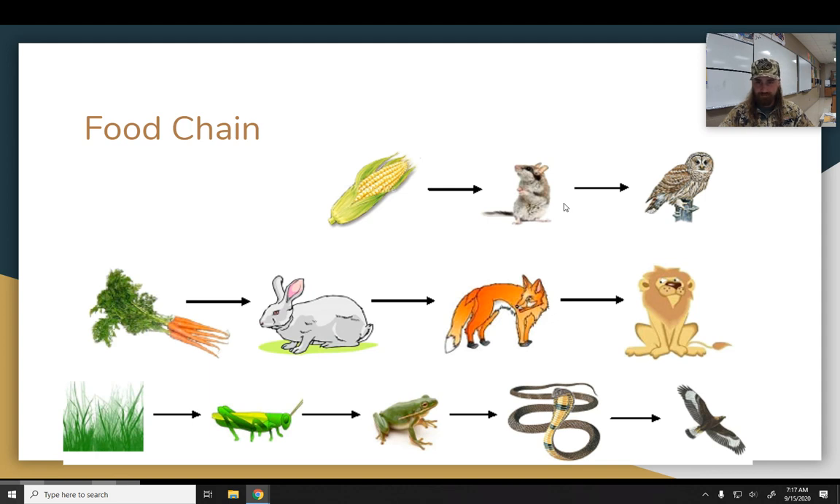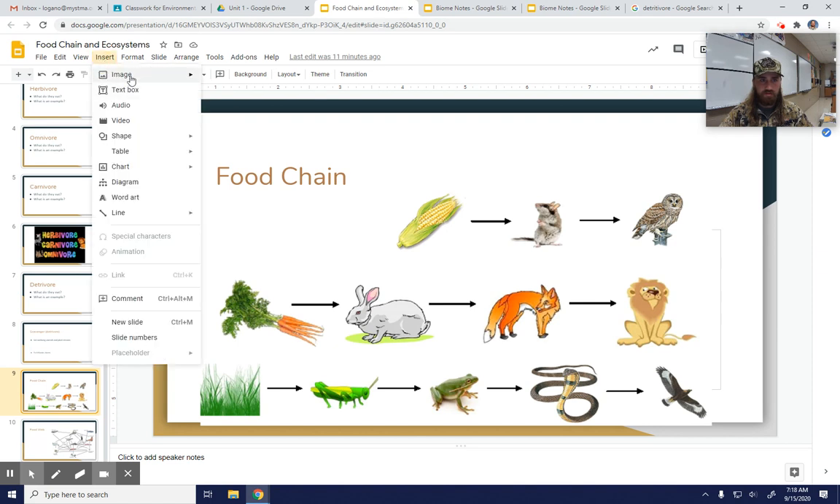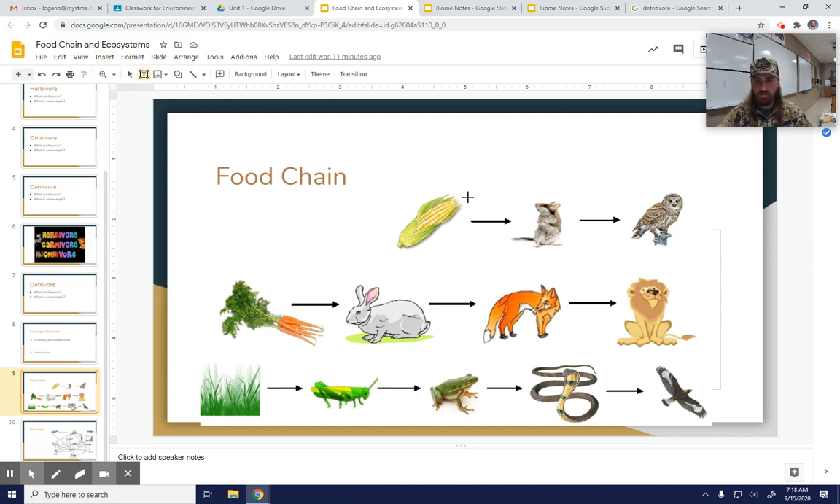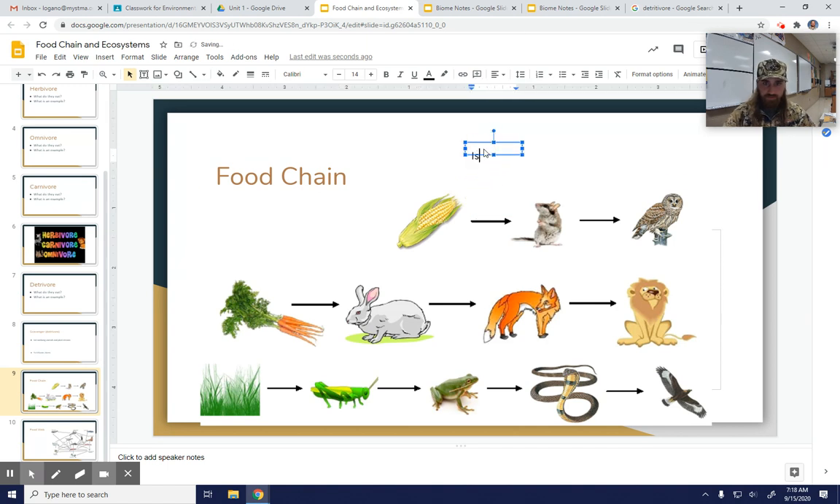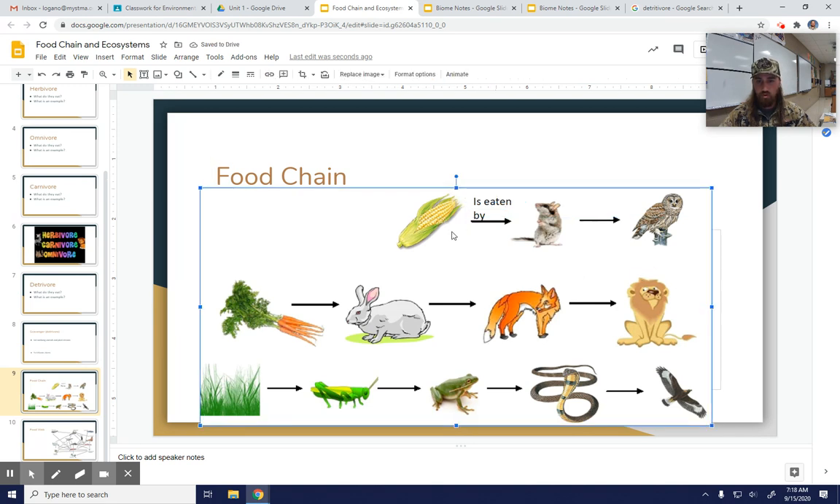Let me insert a text box, guys, so you guys can see what I'm saying. So the corn, and there's a mouse here, right? What I want you to understand is that these words should be there with it: is eaten by. Put that right above it. Okay. So the corn is eaten by the mouse.